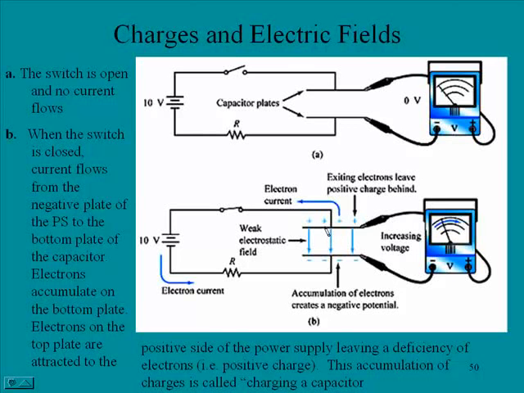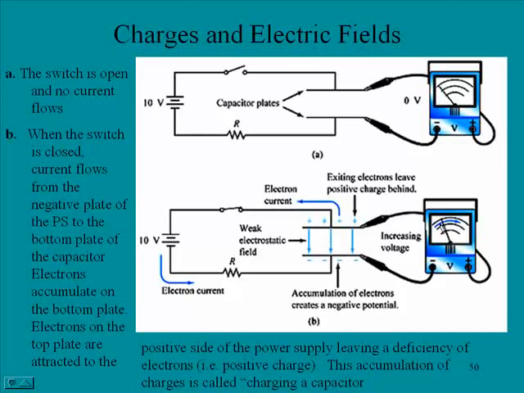Electrons accumulate on the bottom plate. Electrons on the top plate are attracted to the positive side of the power supply, leaving a deficiency of electrons, i.e. a positive charge here. This accumulation of charges is called charging a capacitor. So these electrons are accumulating here. What electrons are here are moving over to the positive plate, and we're developing an electrostatic field in between the plates of this capacitor. And you'll note that when the switch is closed, this begins to develop.